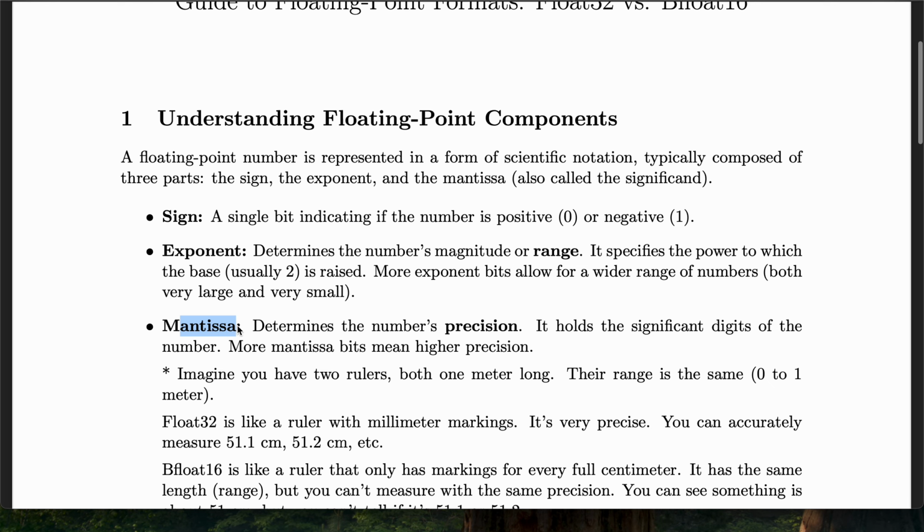And the mantissa determines the number's precision. It holds the significant digits of the number. So more mantissa bits mean higher precision.